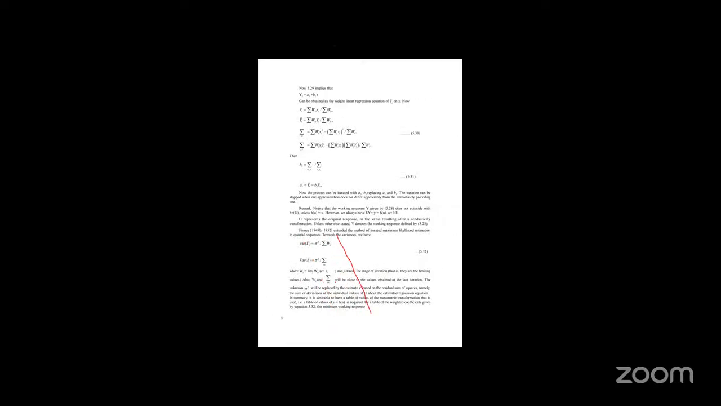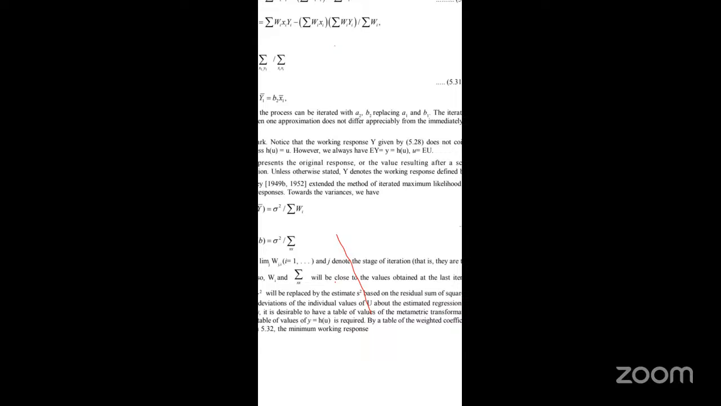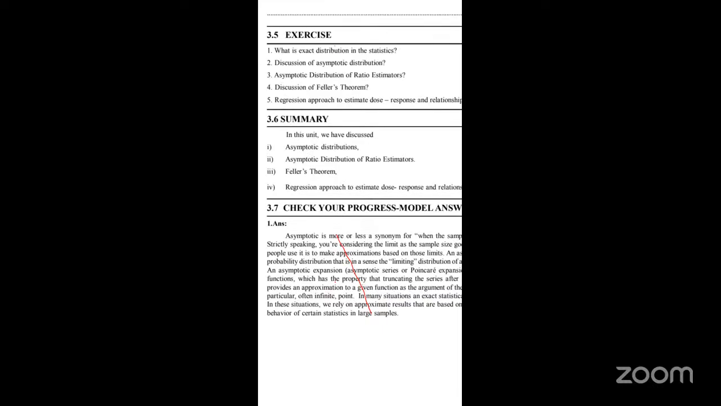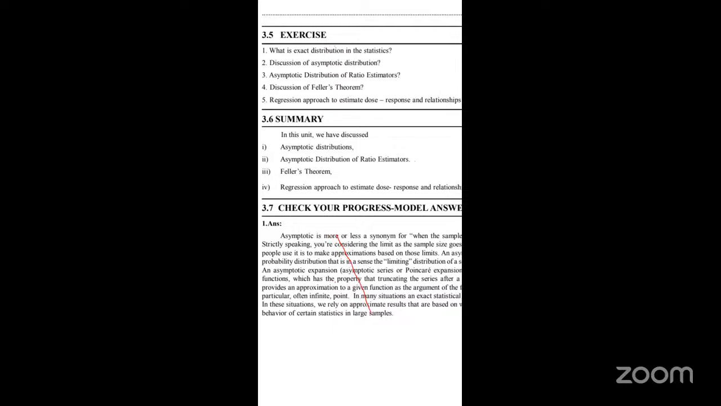approximately given by this equation. So here are some of the questions: discuss asymptotic distribution. What is the exact distribution in statistics? Discuss Feller's theorem. Regression approach to estimate dose response and relationships. So, asymptotic distribution of the ratio estimators, Feller's theorem. Regression approach to estimate dose.